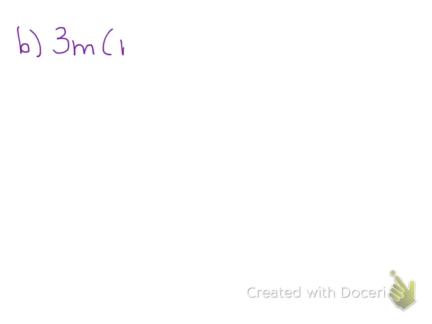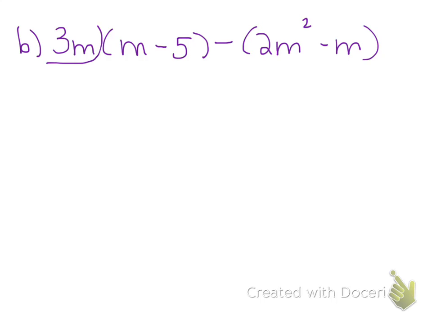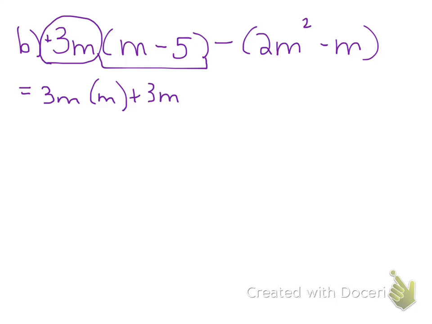So we've got 3m times m minus 5 minus 2m squared minus m. So in front of this bracket here we have a 3m, positive 3m. So we're going to distribute it to m minus 5. So 3m bracket m plus 3m bracket -5.